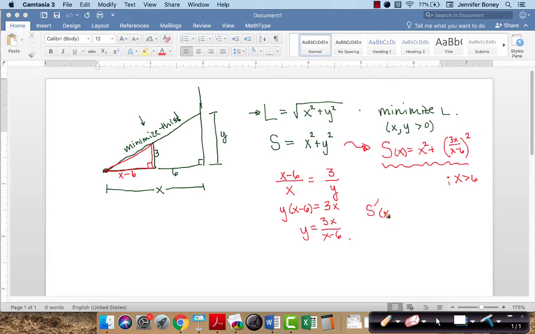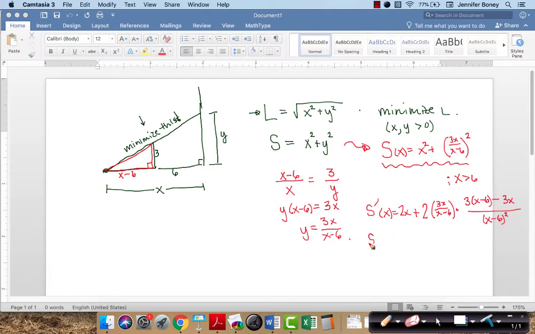But s prime would be 2x plus the derivative of this, which you can either square out that fraction or use chain rule. I'm just going to use chain rule. 2 times the fraction to the first power, times the quotient rule, the derivative of that fraction. Numerator's derivative times the original denominator, minus the other way around: the denominator's derivative, which is 1, times the original numerator, all over the denominator squared.